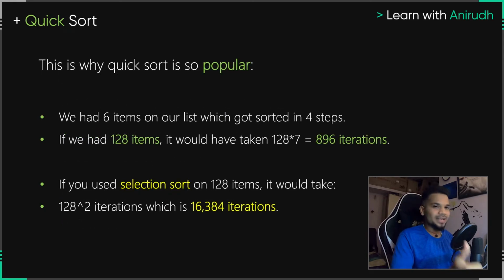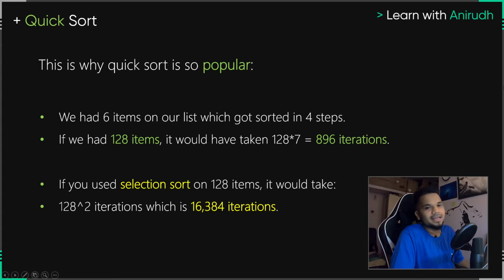Let me tell you this, we had 6 items on our shopping list there, be it on the shopping list or on the example, and we literally sorted it out in 3 or 4 steps, correct? Now imagine, instead of 6 elements, if we had 128 elements. So if we had 128 elements, it would have taken us somewhere around 896 iterations to go about sorting it.